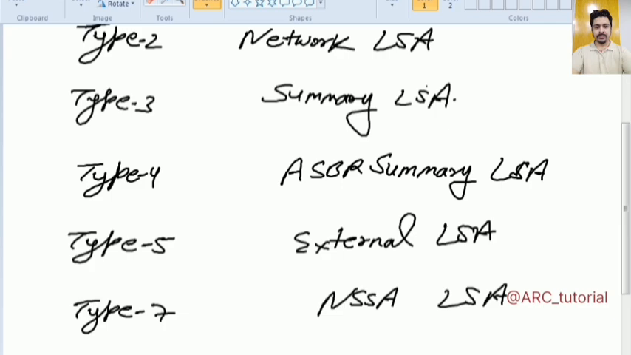However, we also have type 6 LSA here, which is known as group membership LSA. But it is not in use nowadays, so we are not going to discuss anything about that LSA.